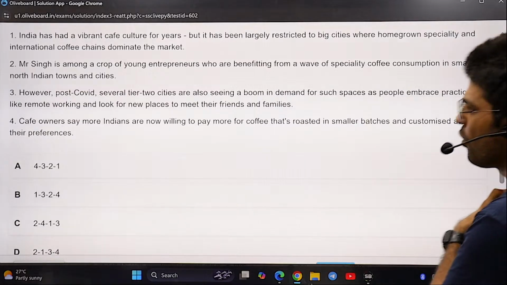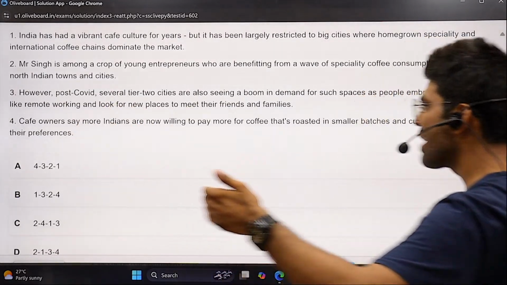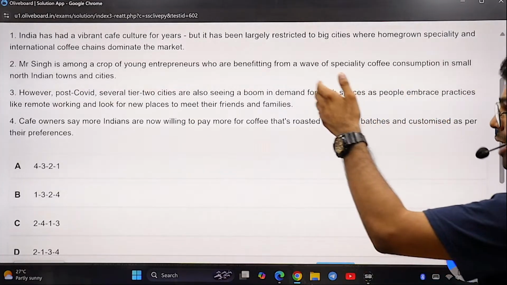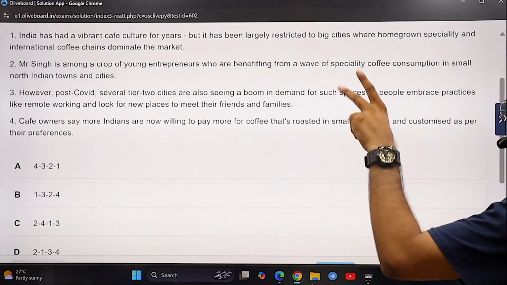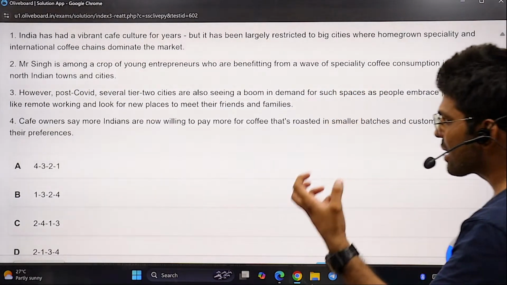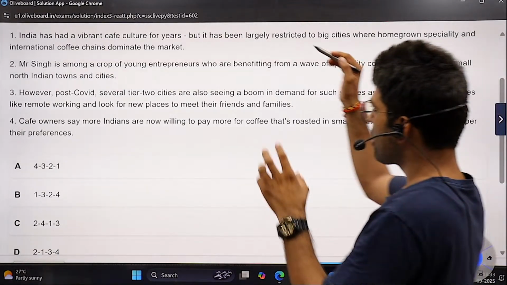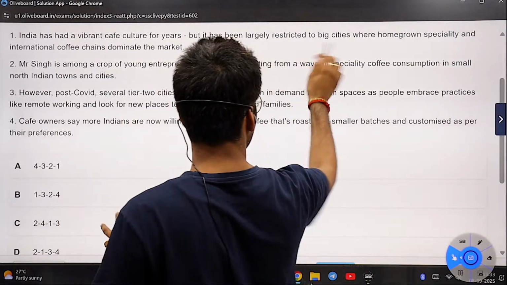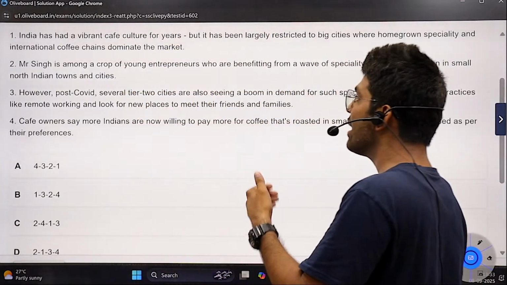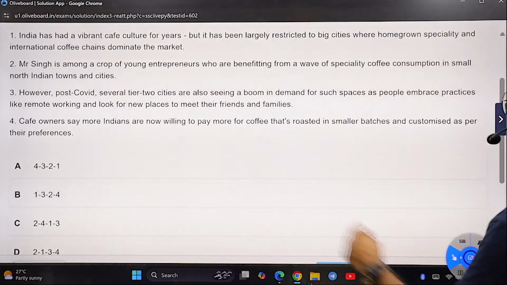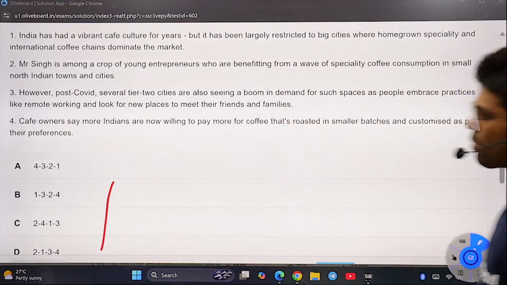Okay. What I thought, India has had a vibrant cafe culture for years, but it has been largely restricted to big cities where homegrown specialty and international coffee chains dominate the market. However, post COVID, several tier 2 cities are also seeing a boom in demand. 1 3 must be together, but unfortunately, 1 3 is together in three options.